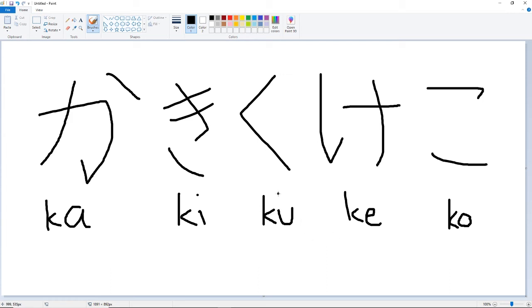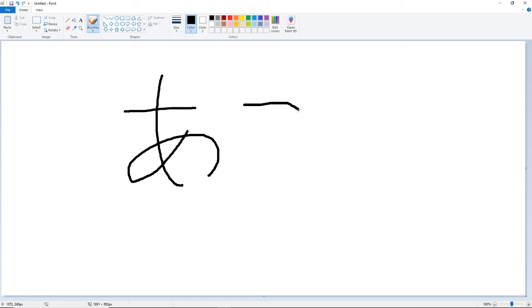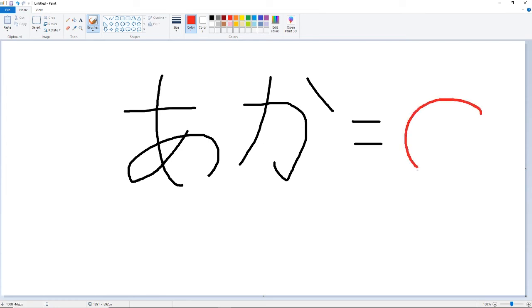Very sorry. Much sorry. So since we have a little bit of time left over, I'm gonna introduce a few words with the hiragana that we know. Let's start with some easy things like aka. Say it with me. Aka. Aka. Aka means red.